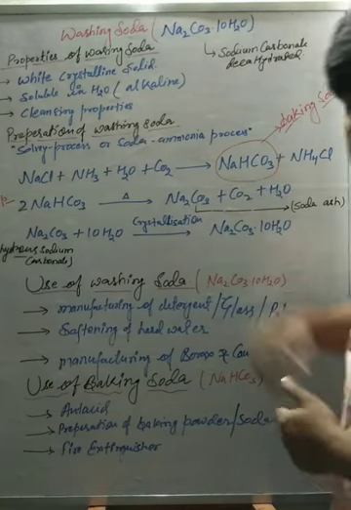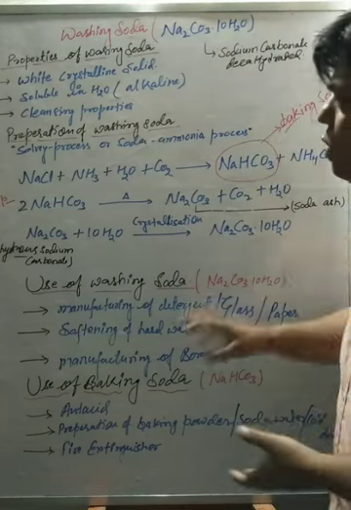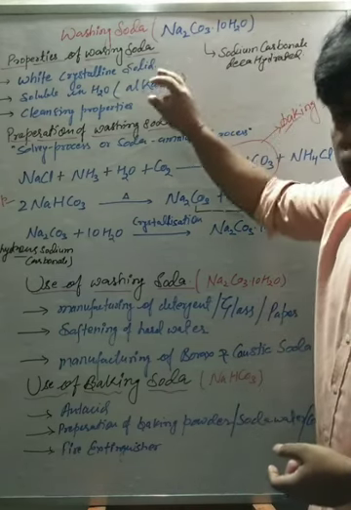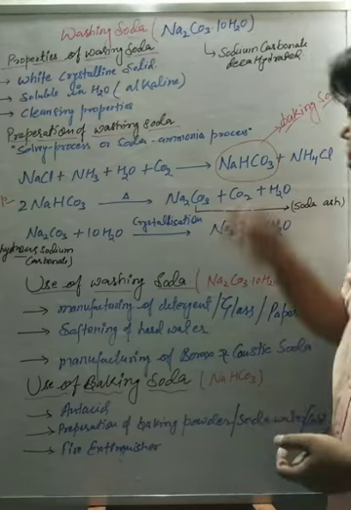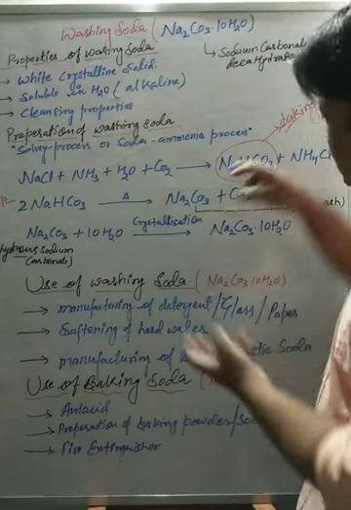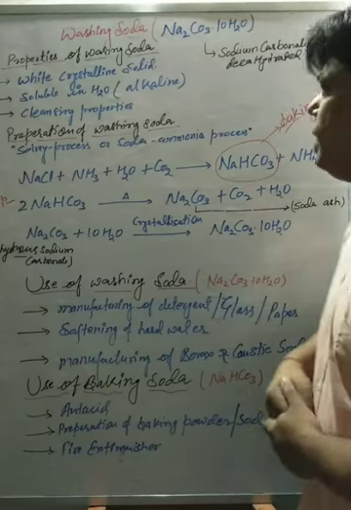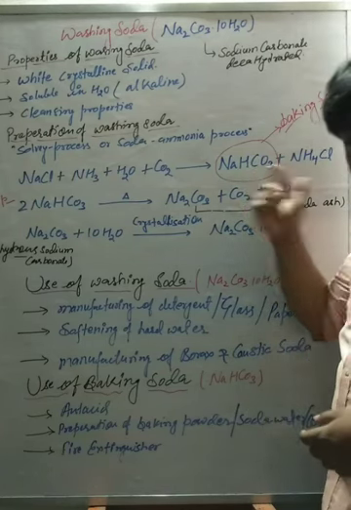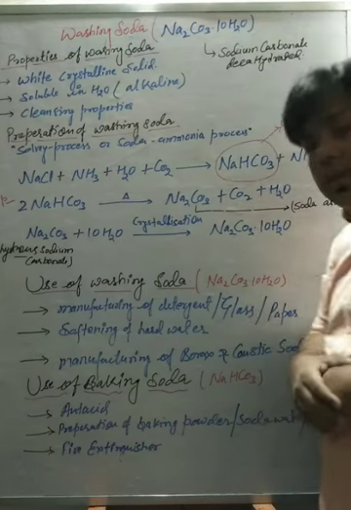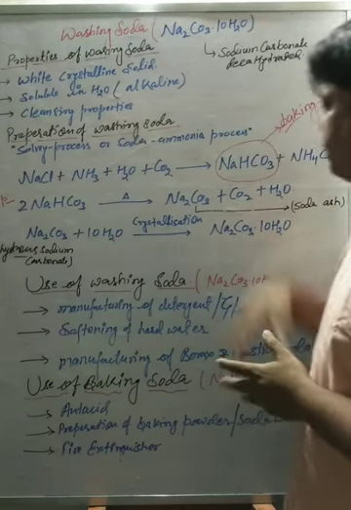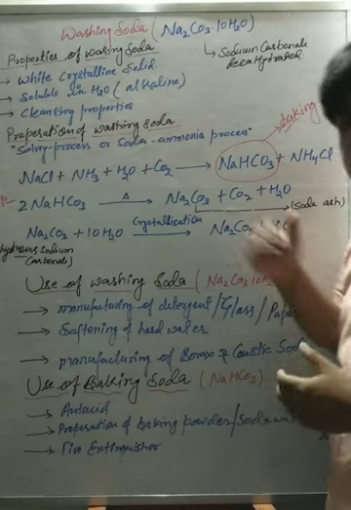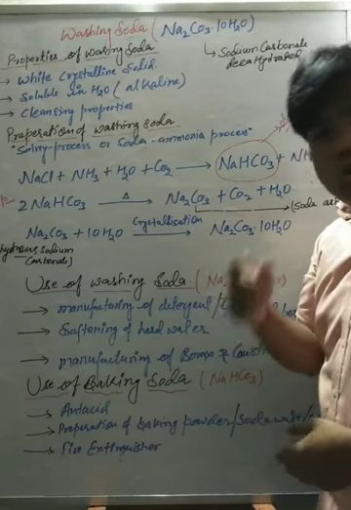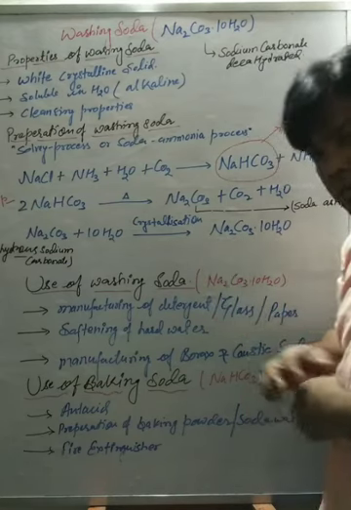Now, our baking soda. What is the use of baking soda? Baking soda actually looks like washing soda. It is also a crystalline solid. It is soluble in water but not completely soluble in water. It is partially soluble in water, that's why we can filter it. What is the use of that baking soda? Baking soda is basic in nature. It is used as an antacid. An antacid is a medicine which is used to cure acidity in our stomach, right?